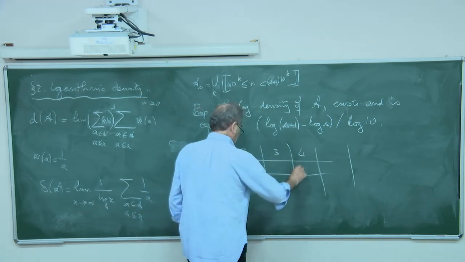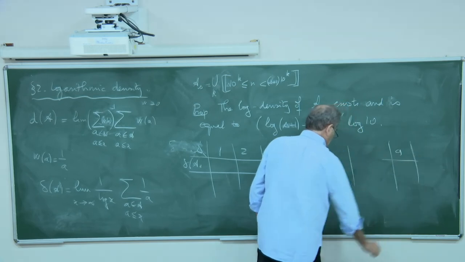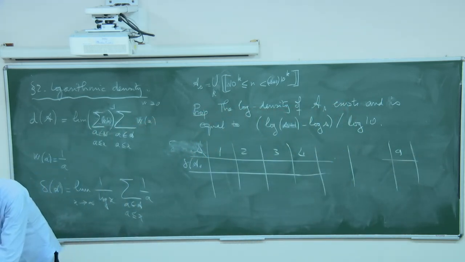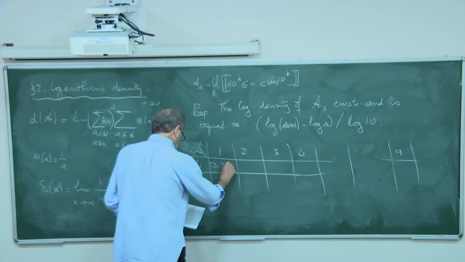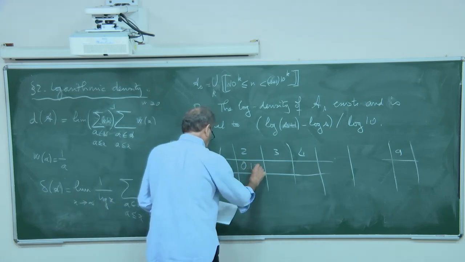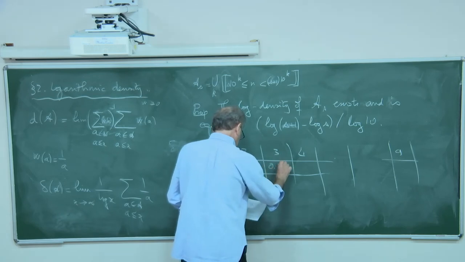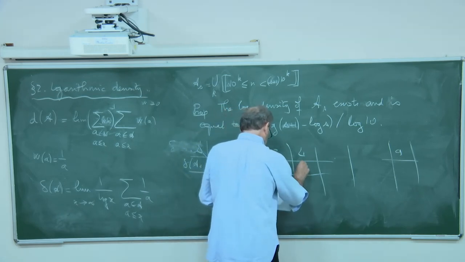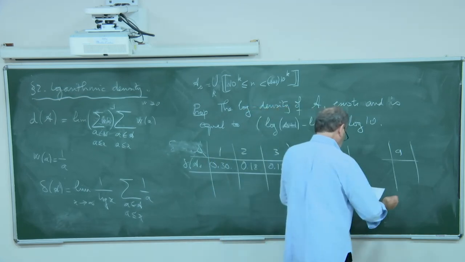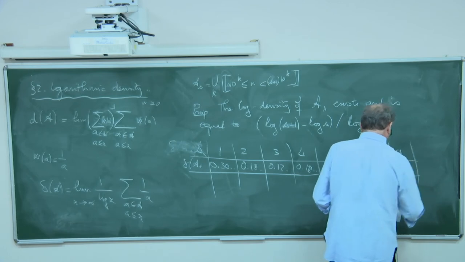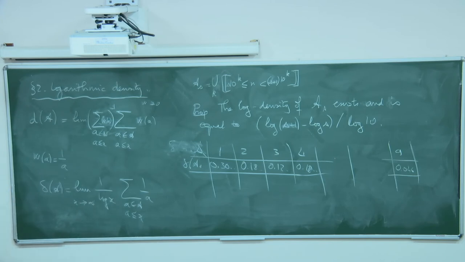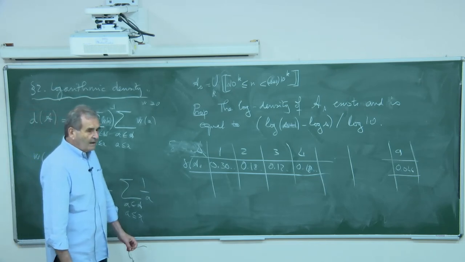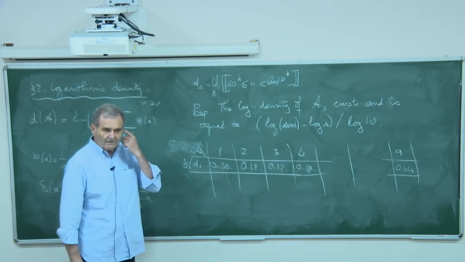One, two, three, four, up to 9. And the values you get are 0.30, blah, blah, blah, of course, 0.17, 0.12, 0.10. You see it is going down. This is 0.046. So in some way, there are much more integers which start with a 1 than with a 2. And more with a 2 than with a 3. And essentially, about half the numbers start either with a 1 or with a 2.